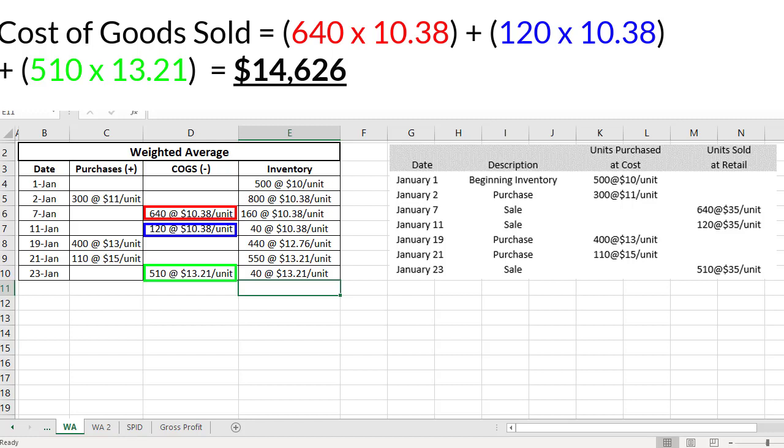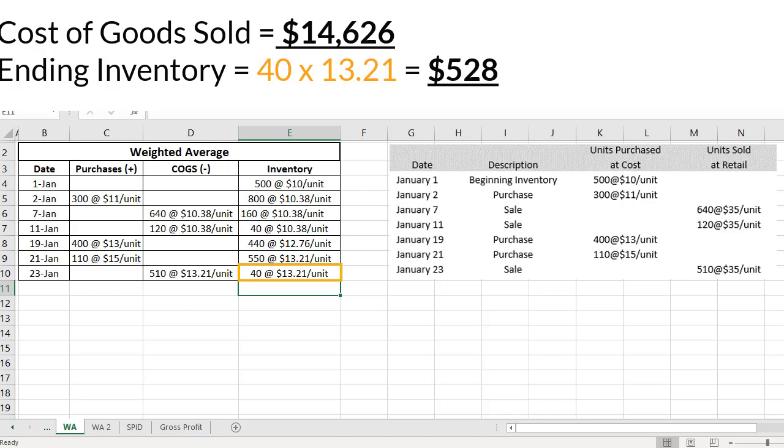Thankfully for inventory, all we need to do is calculate the balance as of the final date, which is January 23rd. So that's 40 times 13.21 equals $528, again rounding to the nearest dollar. So technically we are done. The cost of goods sold is $14,626 and the ending inventory is $528.